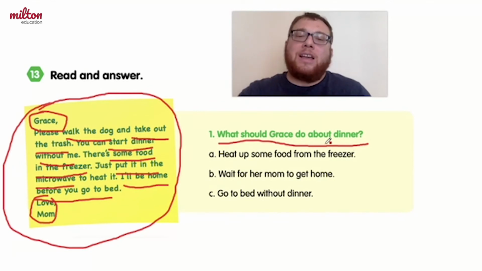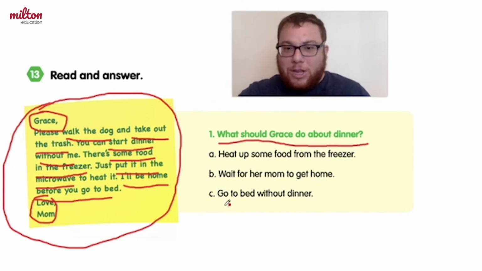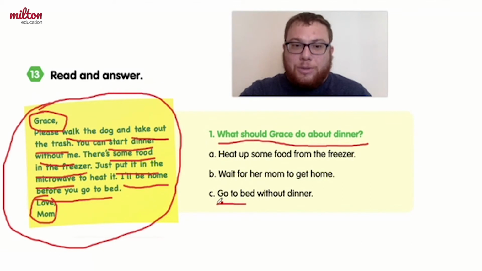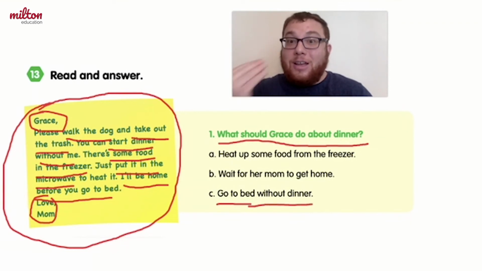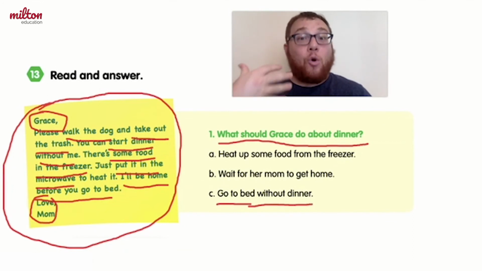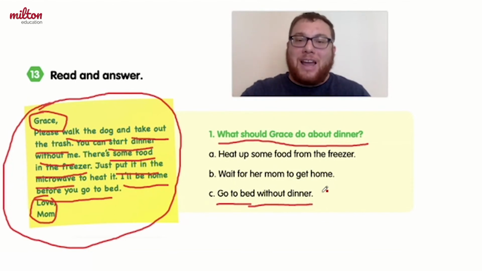For example, imagine that we read the answers very quickly and we see letter C, go to bed. Oh, great! Grace's mom talks about that at the end of the message. But hold your horses. When you read the answer more carefully, it says, go to bed without dinner. If you look at the text again, it's clear that Grace's mom said to Grace that she has to eat dinner before she goes to bed. So it's clear that this is not the answer.